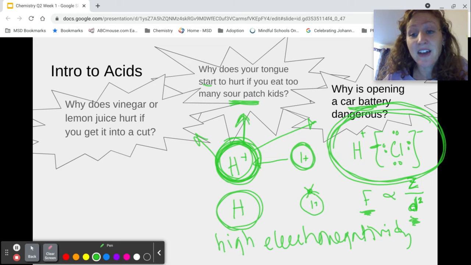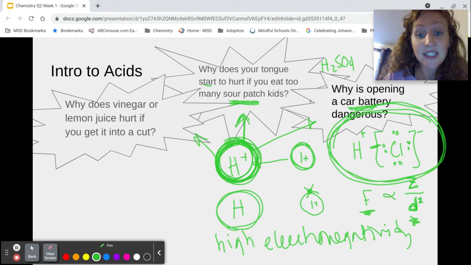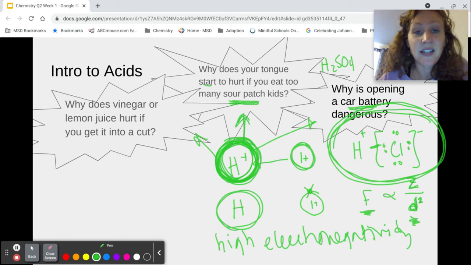Car batteries have sulfuric acid, H2SO4, and actually super concentrated sulfuric acid. So there's a lot of these little hydrogen ions floating around. And if you get that onto yourself, it's going to give you a chemical burn. So it makes the inside of car batteries pretty dangerous. You never want to try and open one of those.